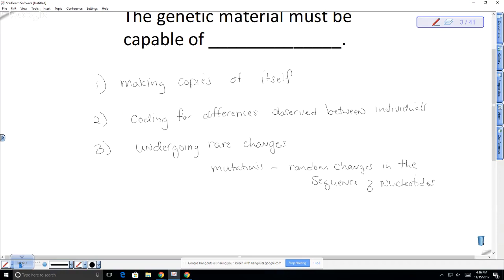When we talk about making copies of itself, remember that we talked about how chromosomes can go from being unreplicated, and then prior to cell division in the S stage of the cell cycle, it can be replicated. So we can go from unreplicated to replicated chromosomes. And then we're going to talk about what the genetic code is and how we can read it. This would be really important to study. This would be a really good essay question to ask you: what must the genetic material be capable of? So you should memorize that.